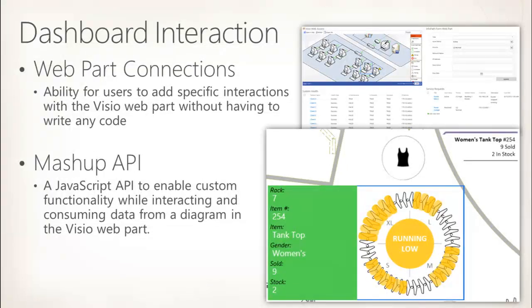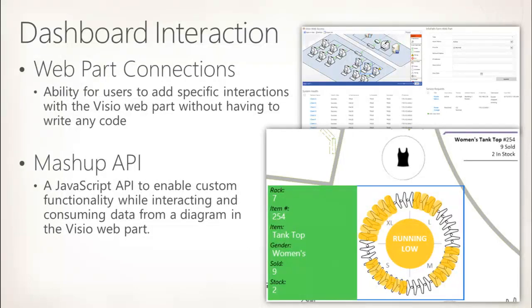Web part connections allow us to connect the Visio web part to other web parts on our page. So there are things we can do like, you click on a shape and we send data to a different web part and it affects the content of that web part. Those scenarios are all no-code scenarios.